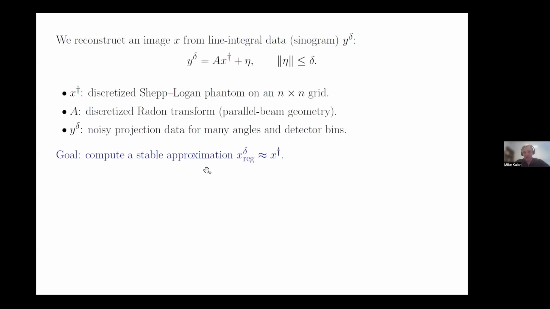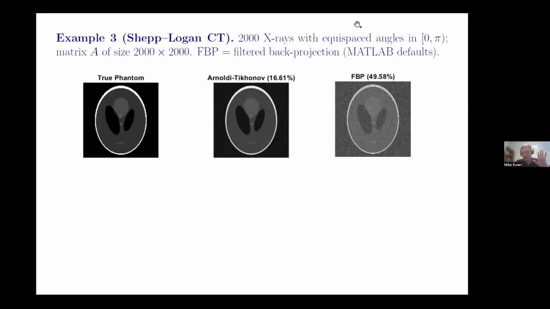Usually, the classical way of solving this problem, which is implemented in MATLAB, is the so-called FBP algorithm, the filtered back projection method. This function is implemented in MATLAB, so we just compared our algorithm with what MATLAB has, with this classical FBP approach.